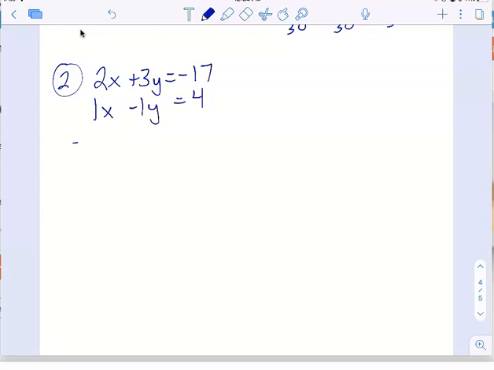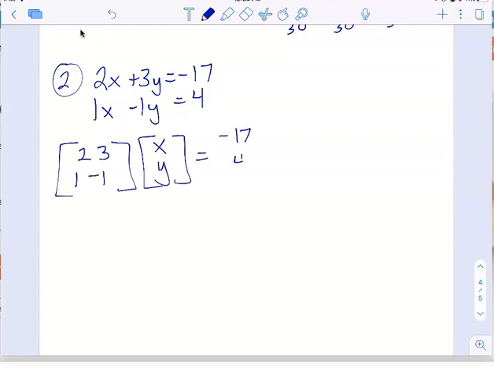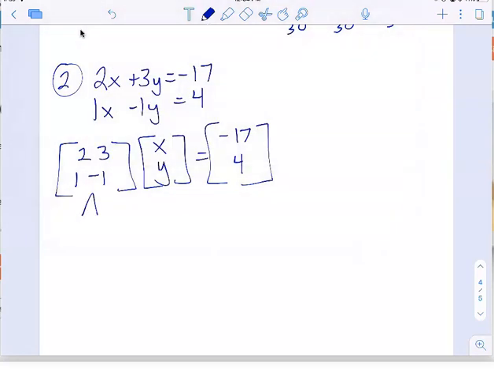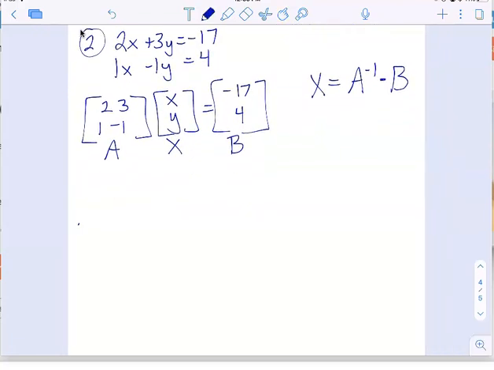So our matrix, we would have 2, 3, 1, negative 1 times xy equals negative 17 and 4. And again, you don't have to write out every single step like we did. So this is A, X, and B. And what we know is our X matrix is our inverse times B. So we'll use that information. So first let's find our inverse. So 1 over the determinant. So 2 times negative 1, so negative 2, minus 3.